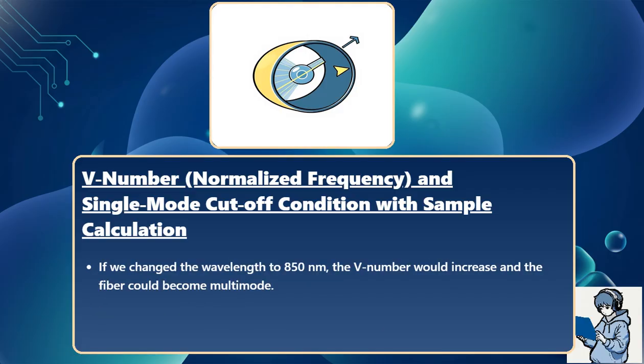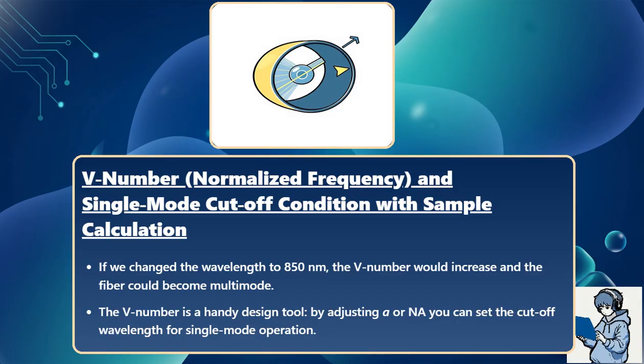If we change the wavelength to 850 nanometers, the V number would increase and the fiber could become multimode. The V number is a handy design tool. By adjusting a or NA, you can set the cutoff wavelength for single-mode operation.